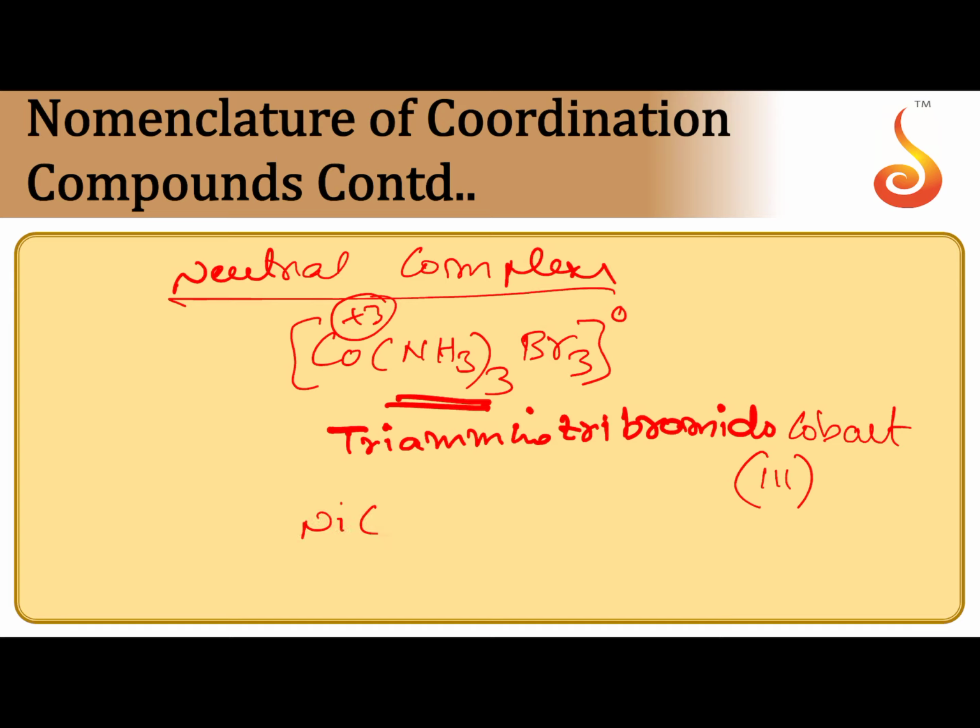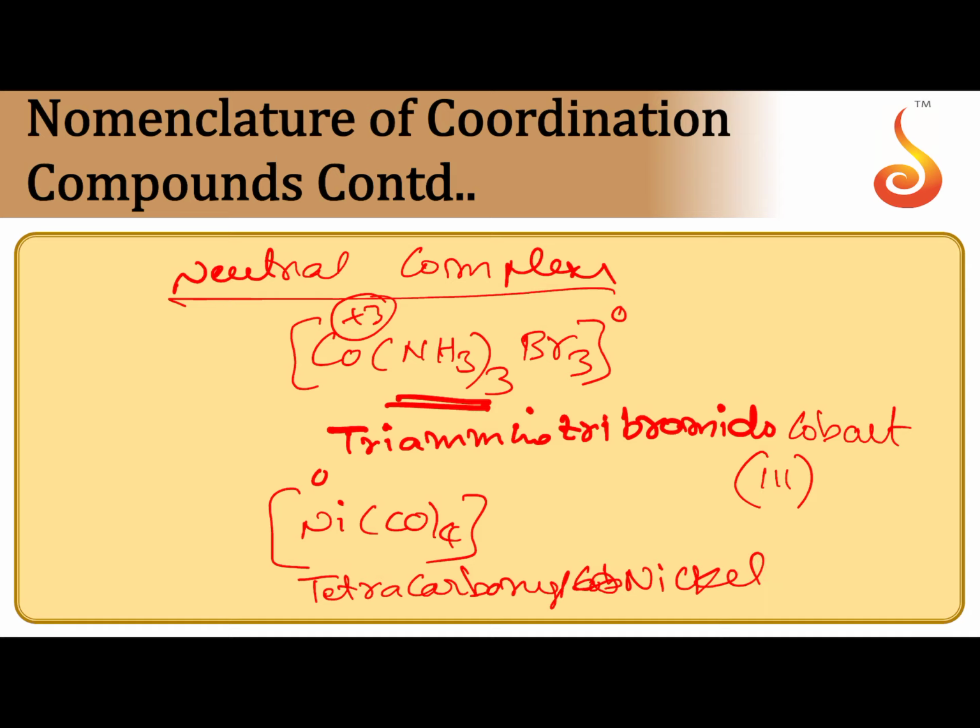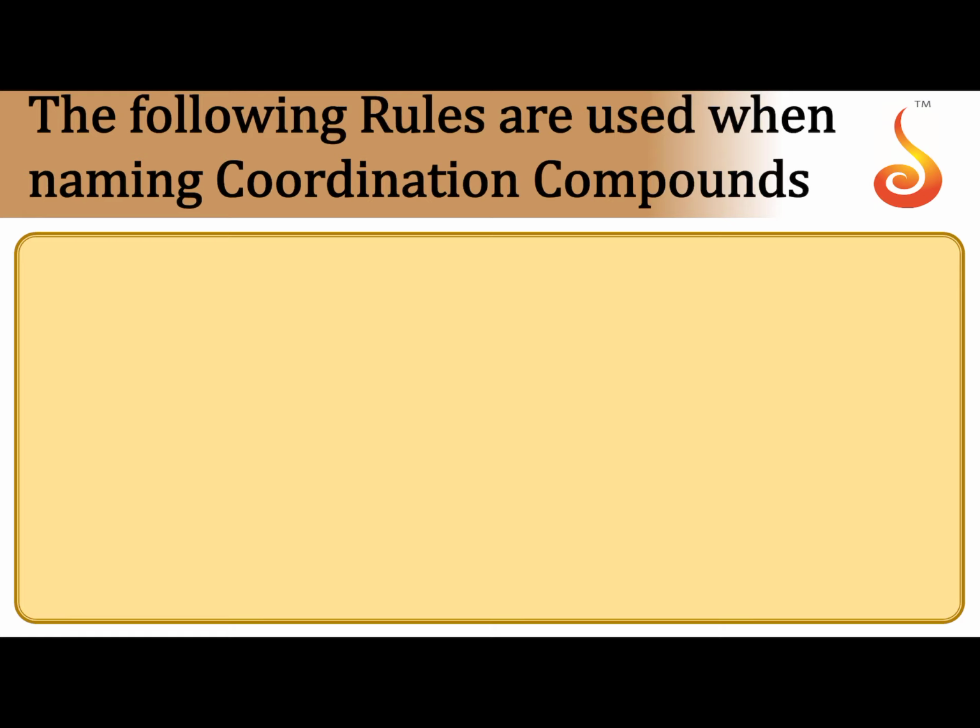That's all. Nickel tetracarbonyl, this is a common name. Here nickel is the central metal atom. Since carbon monoxide is a neutral ligand, the oxidation number is 0. So tetracarbonylnickel(0). The overall charge on the coordination entity is 0, that's why it is neutral.